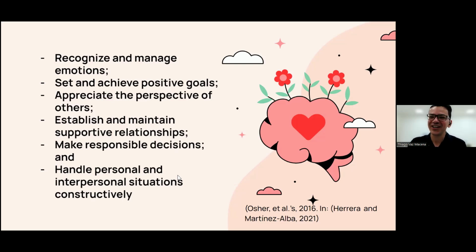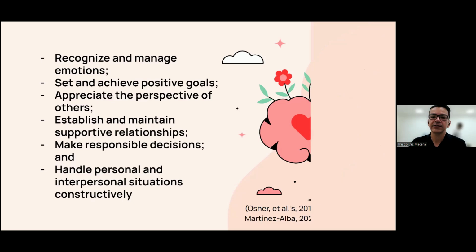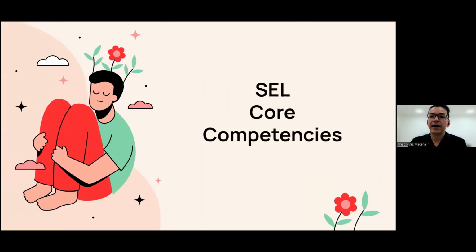Can we picture a situation in school in which any of these aspects occur? I believe so. I can think of even more than one situation when each of these aspects is related. And that's why it's so important to study and include social and emotional practices in our English classes. I also have to talk about social and emotional learning core competencies, because they are the roots, the structure, the base of social and emotional learning.